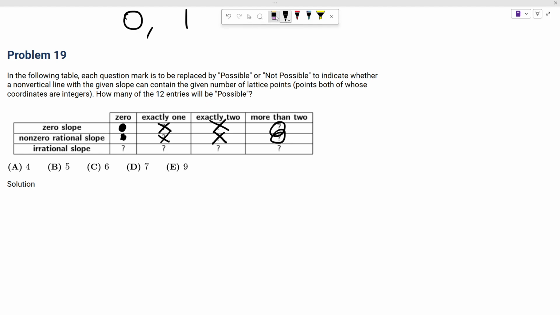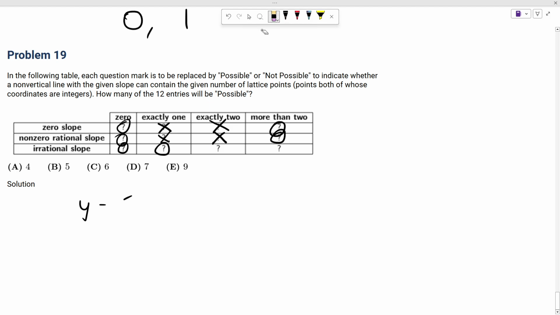For an irrational slope, I'm not sure why I dotted these in. These should be circled. For an irrational slope, it's definitely possible to pass through 0. Just say like y equals pi x plus e or something. You're never going to pass through a lattice point. It's also possible to pass through exactly 1, because we can just have y equals pi x or something. That's never going to pass through any lattice point other than 0, 0.